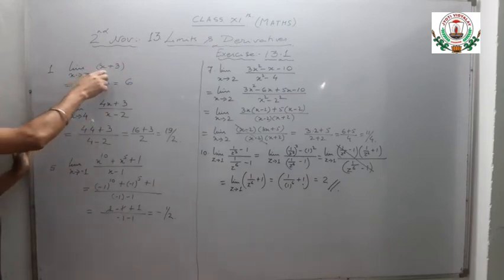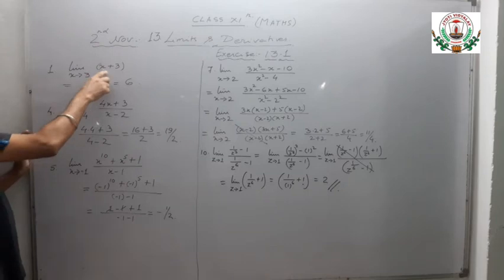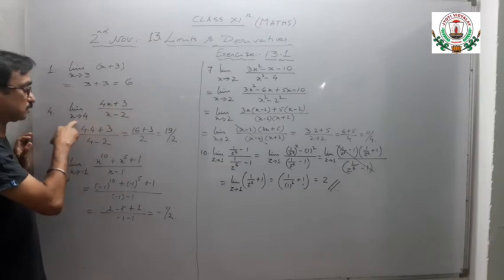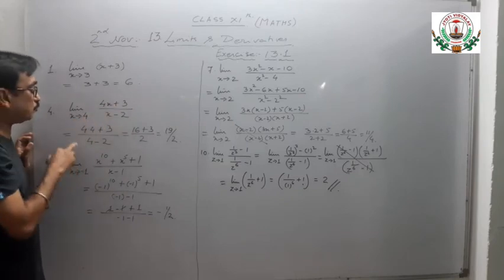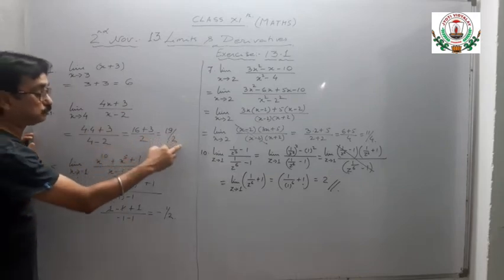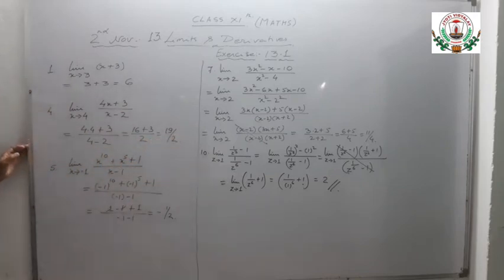So in place of x we substitute 3. 3 plus 3 is equal to 6. That is our first question. Limit x tends to 4, (4x plus 3) upon (x minus 2). This function is also in the simplest form, so directly we can substitute 4 in place of x. 4 into 4 plus 3 upon 4 minus 2 is equal to 19 by 2.